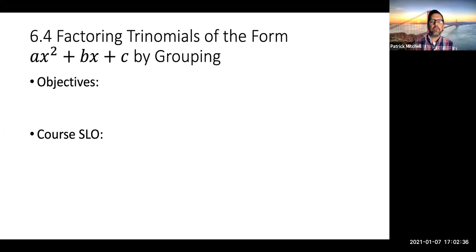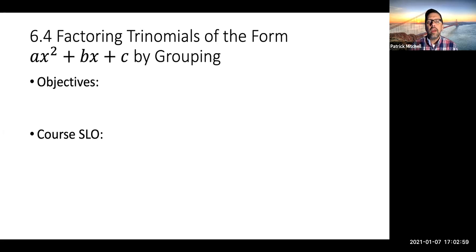We're continuing with Chapter 6, and today we're looking at Section 6.4, factoring trinomials of the form ax squared plus bx plus c by grouping. So this is exactly the same kind of trinomial that we talked about factoring in the last section. It's just this time we're going to be using a different method.